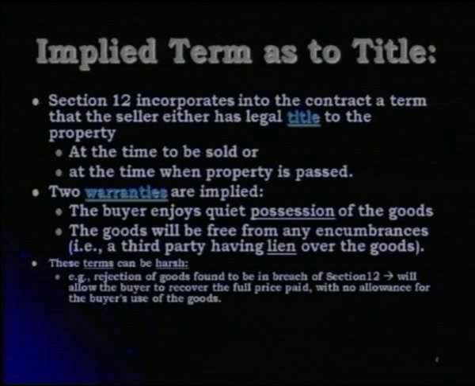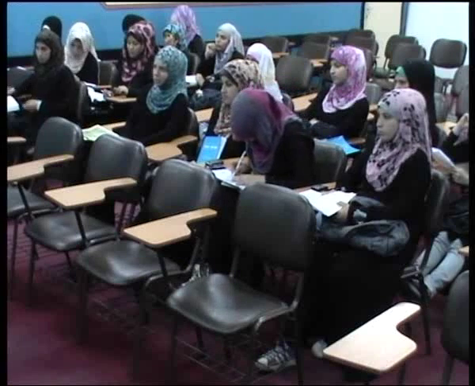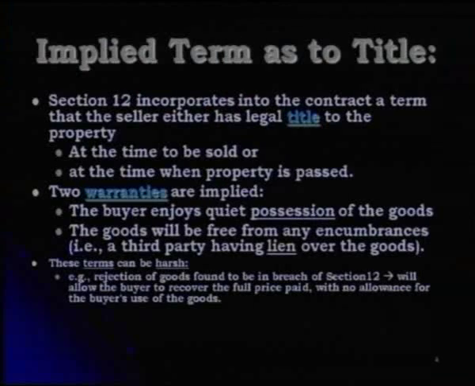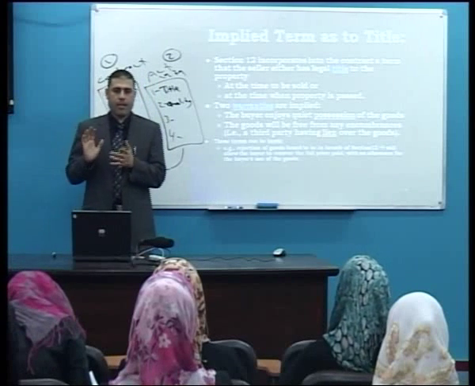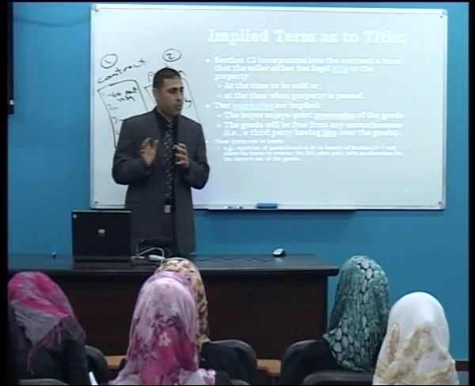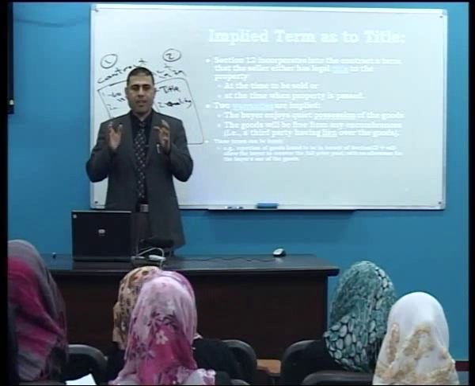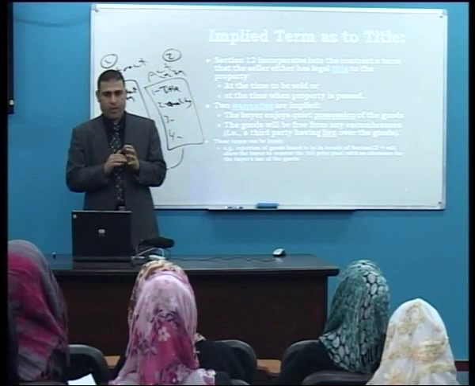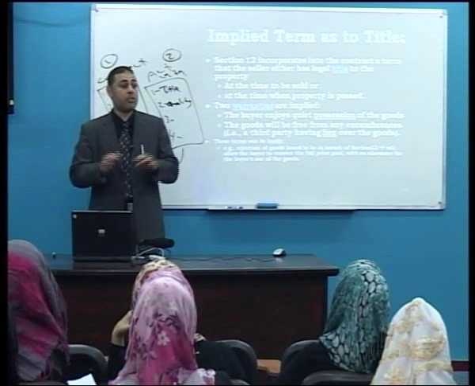Two warranties are implied. The buyer is ensured quiet possession of the goods, which means peaceful ownership, and that the goods will be free from any encumbrances. For example, a third party has a claim over the goods. These two warranties say that once the seller passes the title to someone else, at that time this title has to be free from any encumbrances, meaning free from any restriction.